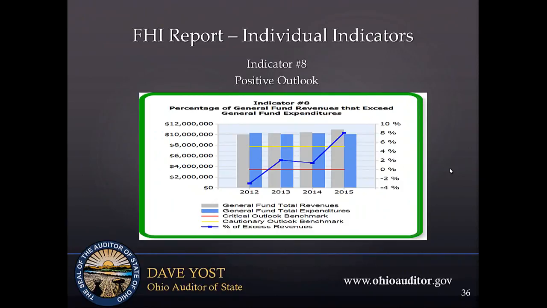Here's a view of the graph for a positive outlook for indicator 8. You will see the gray bars represent total general fund revenue, while the blue bar represents total expenditures for the general fund. Again, we have the benchmarks for the critical outlook and the cautionary outlook. Critical is set at 0, cautionary is set at 5%. The blue line and blocks indicate the percentage of excess revenues. In this case, you can see that revenues exceed expenditures for the current year by approximately 8%. Therefore, it is a positive outlook.